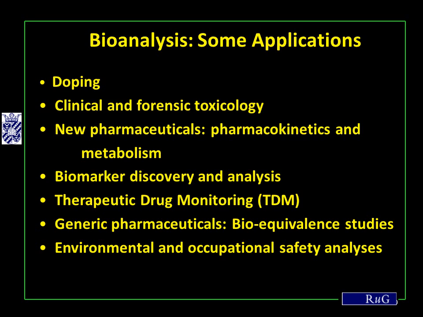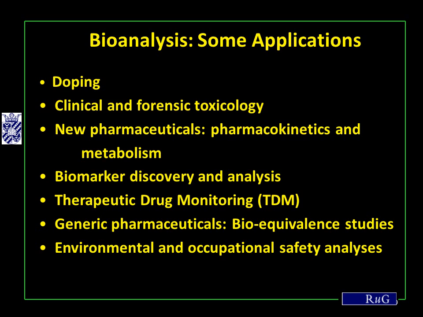New pharmaceuticals during their development rely heavily on pharmacokinetic and metabolism studies. These molecules, when they are first used in man, need to be analyzed in terms of their concentrations that are reached, their tissue distribution, their elimination, and especially also their metabolism in view of potentially occurring active or even toxic metabolites that need to be characterized and that form an important part of the regulatory dossier that will go to the FDA or to EMA for approval.